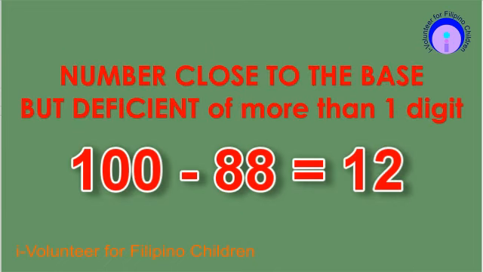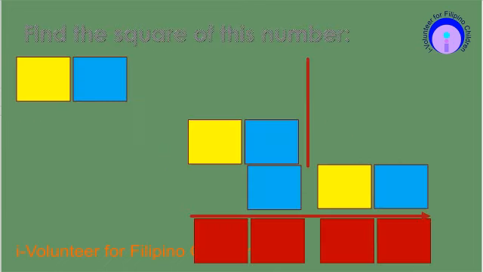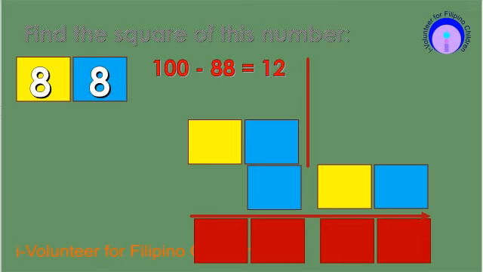Let's take, for example, 88. 88 is close to base 100 by 12 units. Next step is to subtract 12 from 88. The difference is 76. Let us write 76 temporarily.